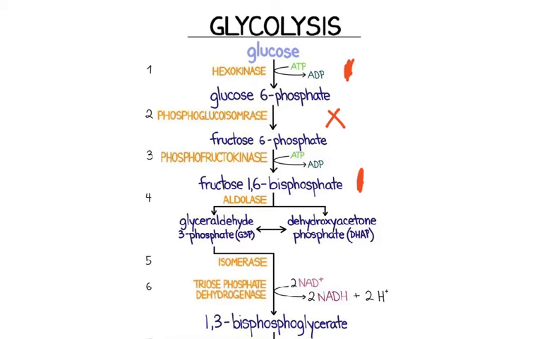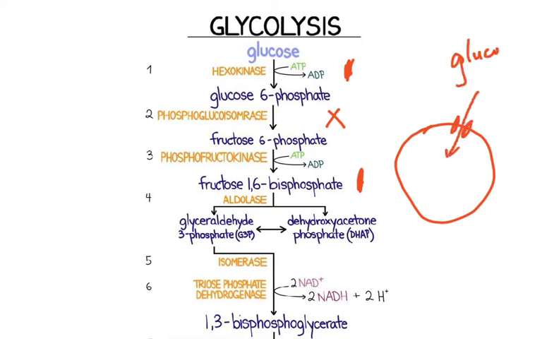And why do we need this? What you have to understand is that the glucose has entered through a channel protein, and as soon as it's converted to glucose 6-phosphate, now it cannot go out of the cell because it becomes a large molecule. So glucose cannot leave the cell.